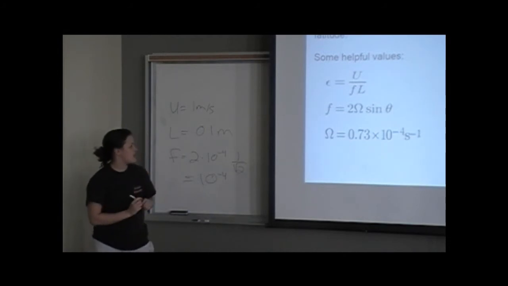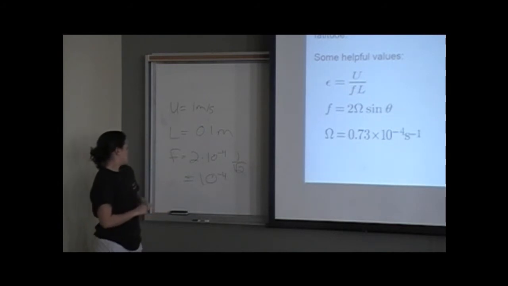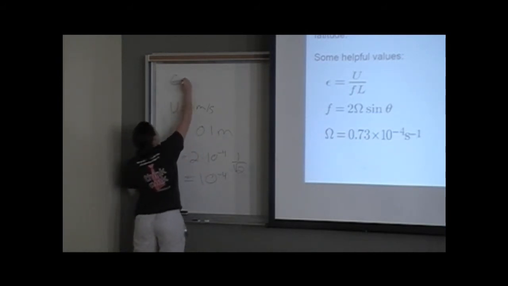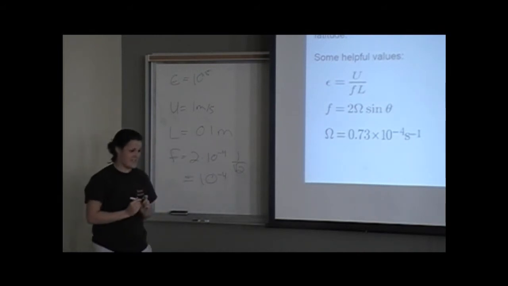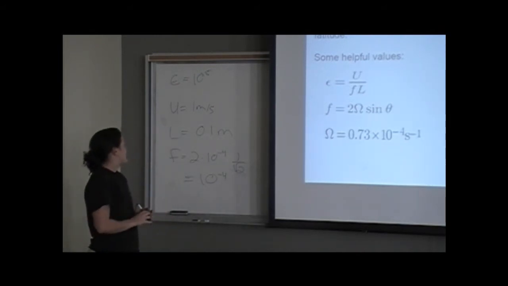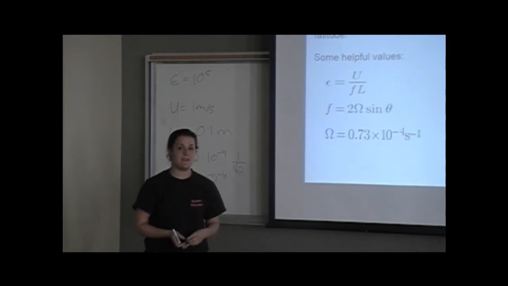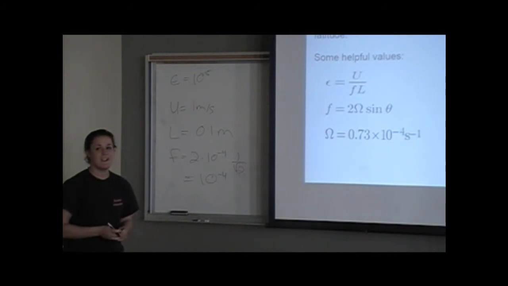Okay. So what would we get for our Rossby number there? 10 to the 5. Okay, 10 to the 5. So what do you guys think? Remember I said before that rotation was important when the Rossby number is really small. So if the Rossby number is on the order of 10 to the 5, then rotation is really not very important at all, right?